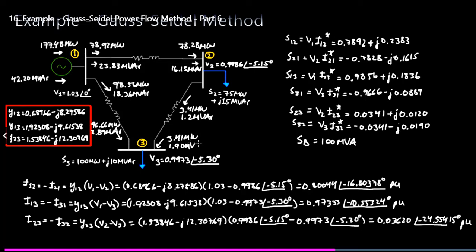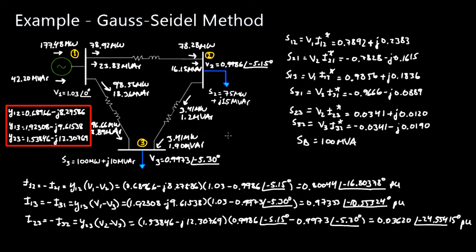Now again, notice, for example, here on the transmission line that goes from bus 1 to bus 2, that we're sending 78.92 megawatts, but we're only receiving 78.28 megawatts. And so the difference between those two numbers is the loss in the transmission line. Because of course we have a resistance in the transmission line and we have an inductance in the transmission line as well. So we're going to have both a loss of real power and we're going to have a consumption of reactive power as well.